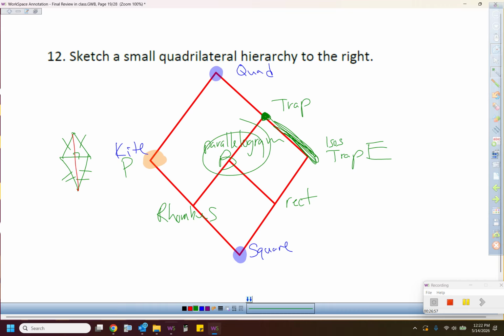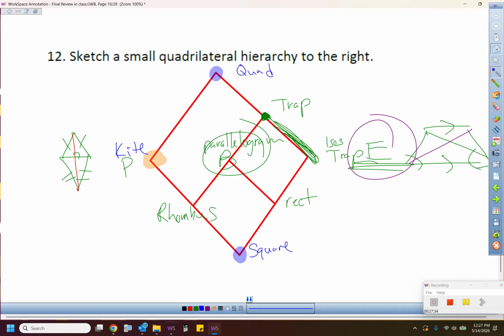What did the B stand for again? Bisect each other. They cut each other into 2 equal pieces. And E, of course, was what? Just equal. They're the same length. So if you have an isosceles trapezoid right here, this guy is the same length as this guy. What's true about these? These are what? Equal.